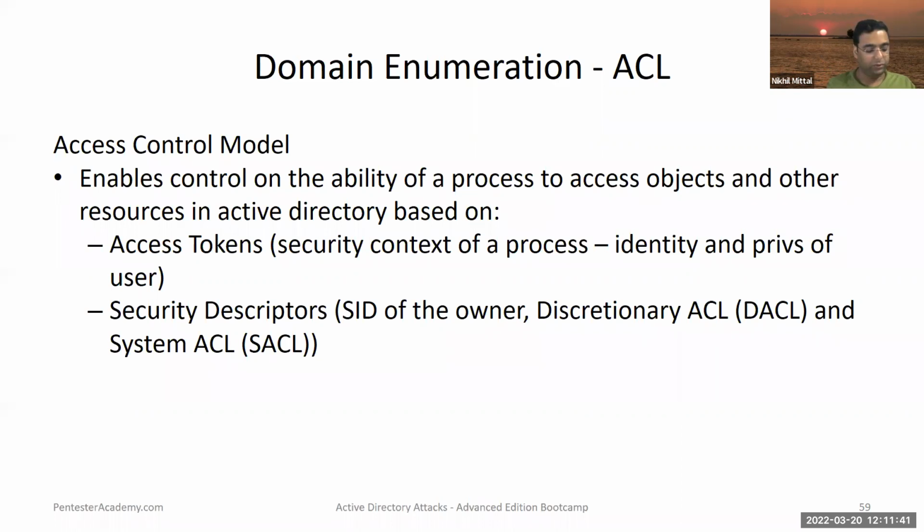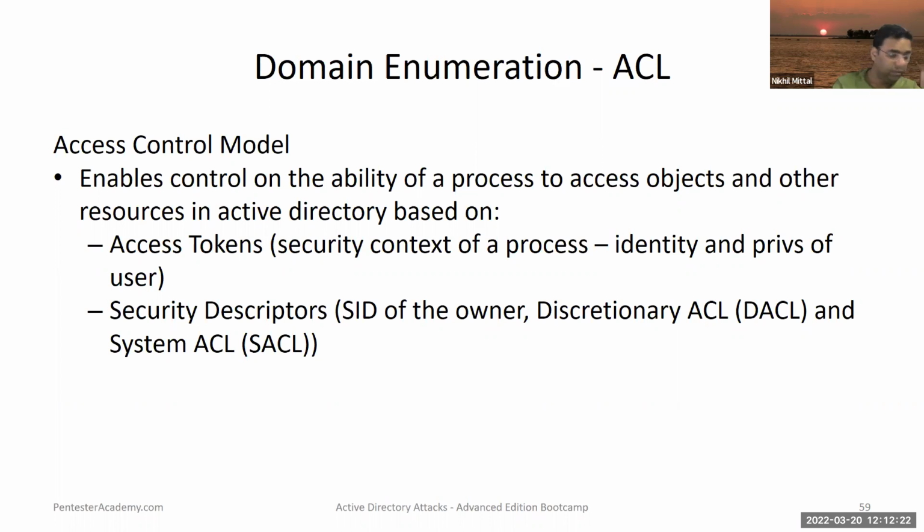Whenever a process wants to access an object, there are certain pieces of information that a process would have and the object would have. What the process has is an access token. That is the security context of a process that contains identity and privileges of the user in whose context the process is running. And then there would be a security descriptor that contains the SID of the owner and two lists that control access and logging on that object.